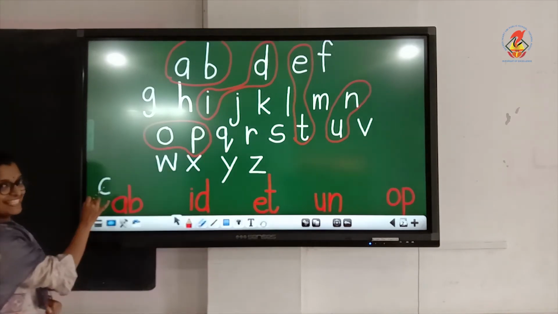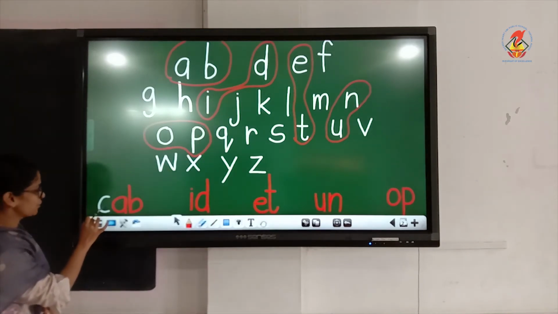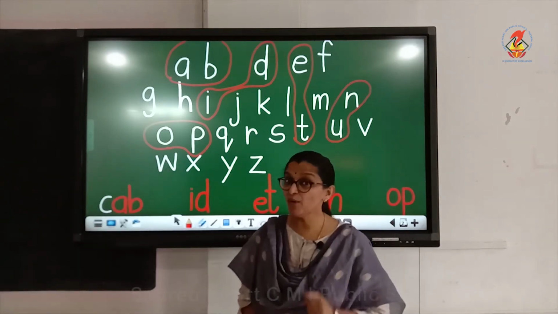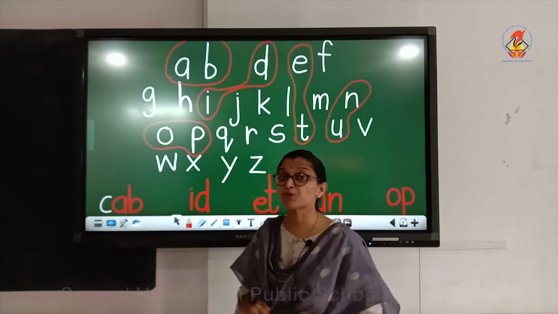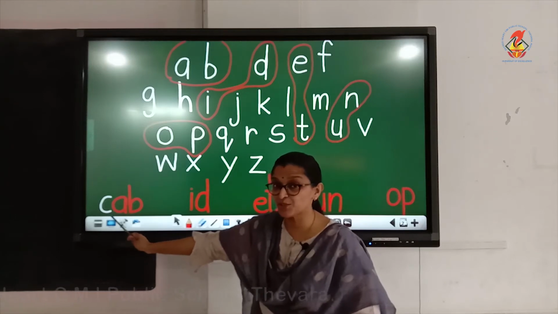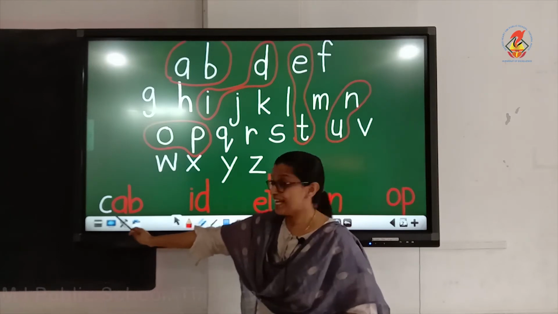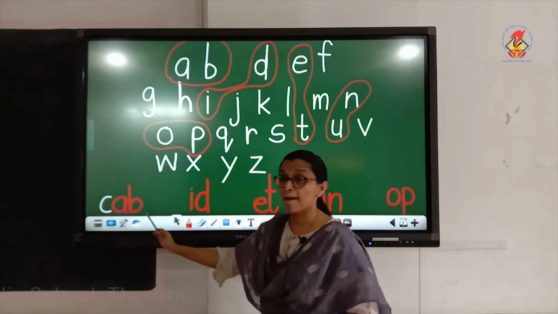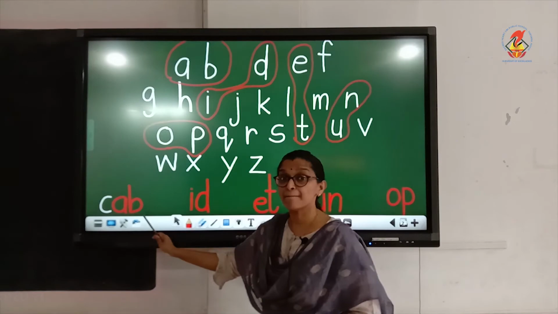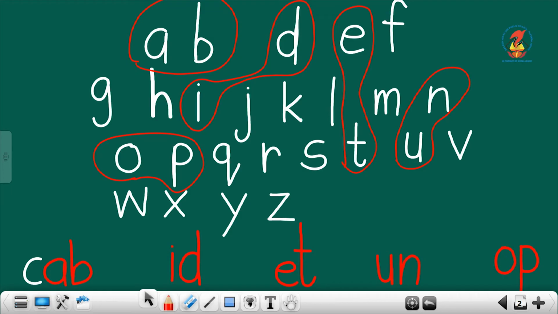So, let us see, joined the first group, AB. Children, now let's see. What does the first group sound like? Can you say the sounds of the letters together? K, A, B. Say it again. K, A, B. K, ab. Cab. What did we get? Cab.